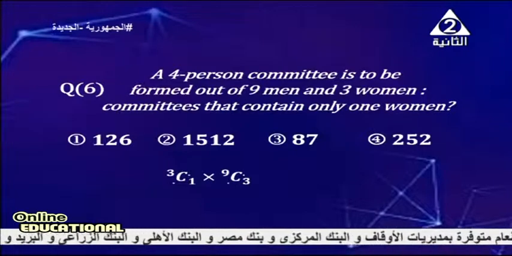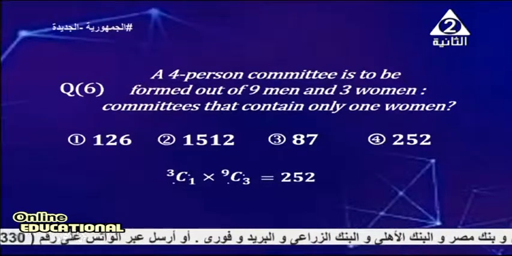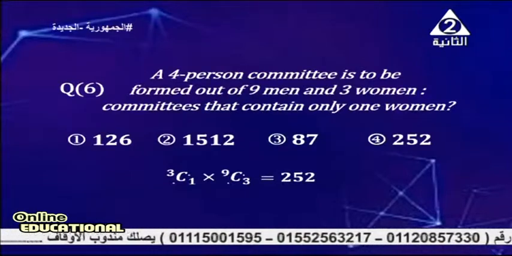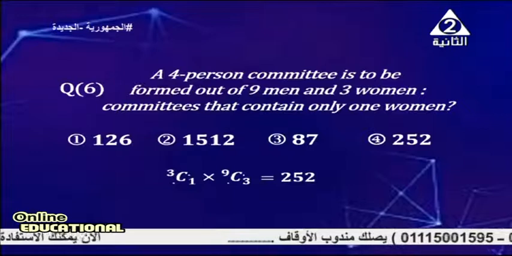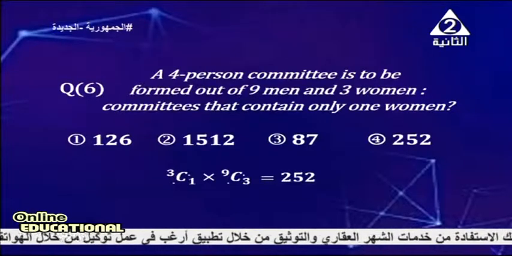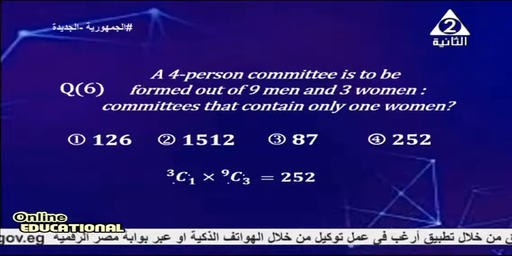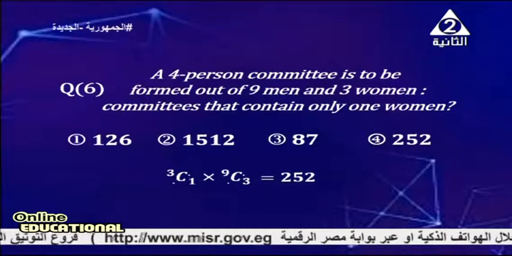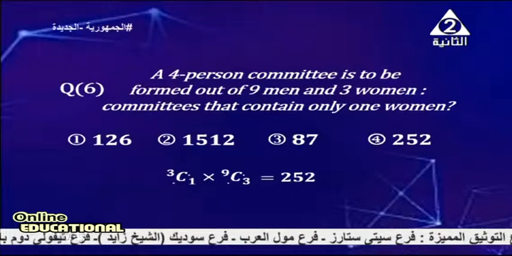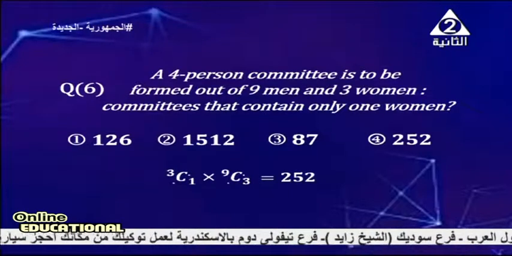Then the correct answer is 252. By using a calculator, 3C1 times 9C3. We know 3C1 equals what? 3. But 9C3 is 9 times 8 times 7 over 3 times 2 times 1. The correct answer is 252.